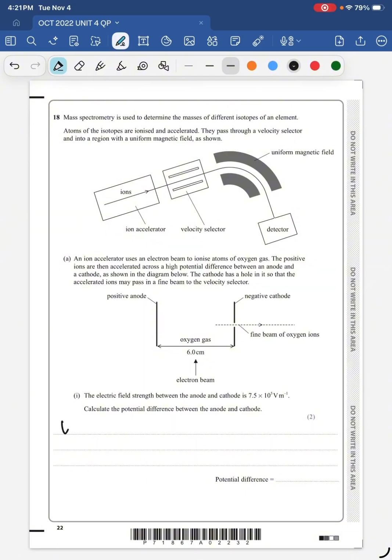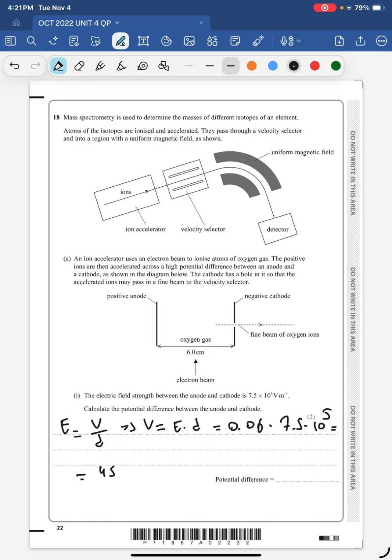Okay, this is simple. E is V over d for parallel plates only, remember that. So V is E times d, so 0.06 meters times 7.5 times 10 to the 5 yields 45,000 volts or 45 kilovolts. That's quite high. Right.